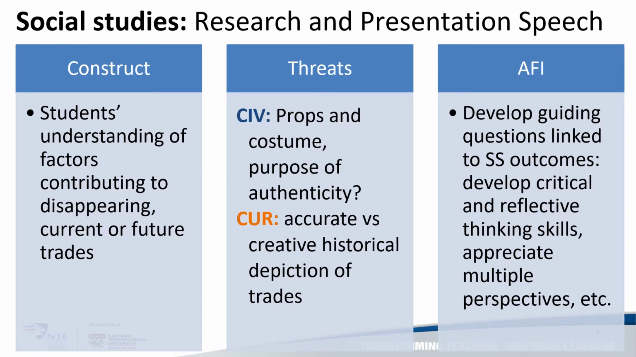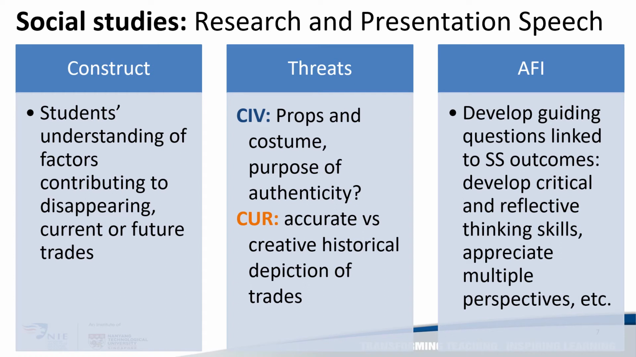In this alternative assessment for social studies, students are asked to research the factors contributing to disappearing, current, or future trades. What is unclear is how props and costumes are part of that construct. So in this case, construct irrelevant variance is introduced with the use of props and costumes. Here, there is also construct underrepresentation because the accurate depiction of trades is underplayed.